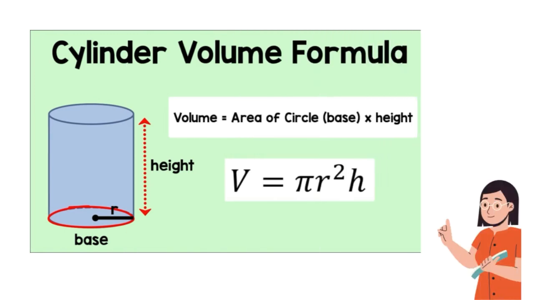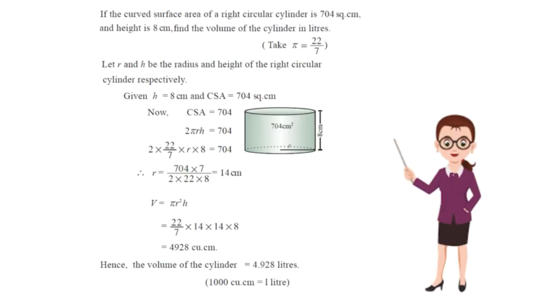Now we will consider volume of cylinder. To calculate the volume of cylinder, we will apply a formula V, that is volume is equal to pi r square h, where pi r square is nothing but the area of base and h is height. So volume of cylinder is nothing but the area of base into height. Now moving on to the next figure.